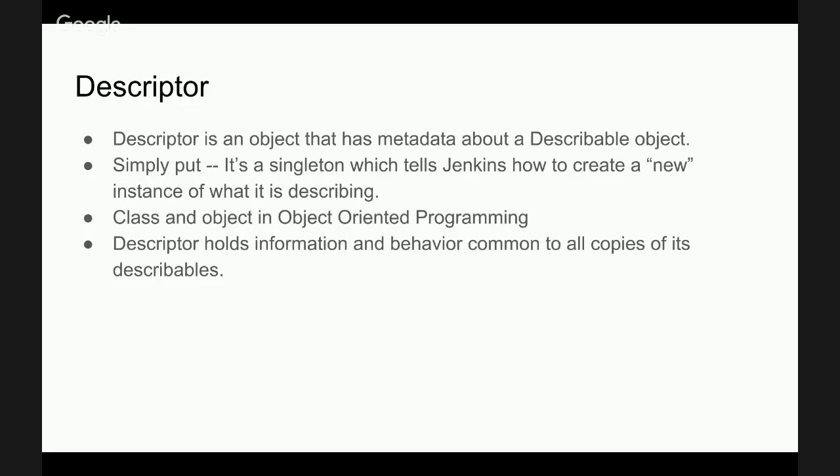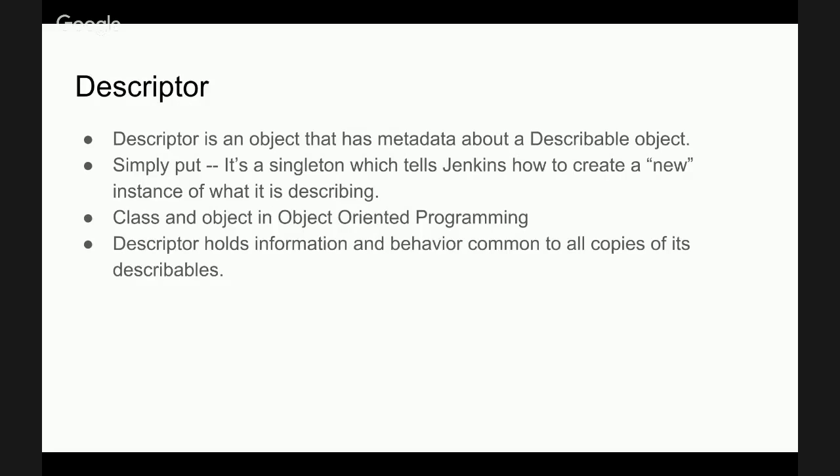I also like to think of it as containing static information, like in Java, but not literal static. It contains information about this specific class. And Jenkins actually uses the descriptor to consult how it should create a new instance of this specific type. I'll explain that in the next slide.